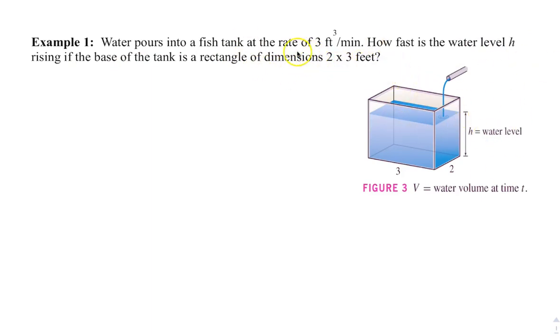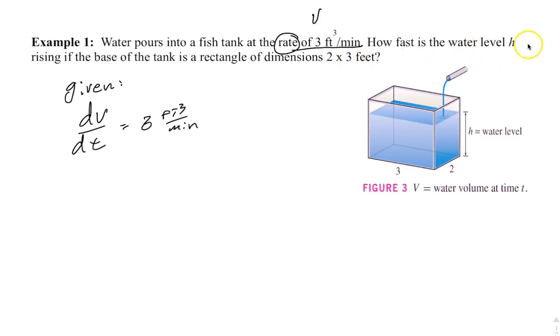So again, let's look at the givens and the wants, right? So water pours into a fish tank at a rate of 3 feet cubed per minute. Now notice the units, feet cubed, this is volume. Also notice it's water pouring into a tank, that's going to be volume anyway, but the units kind of give it away. And notice this is a rate. So the given is dV/dt equals 3 feet cubed per minute.